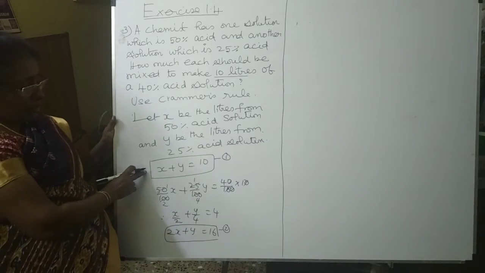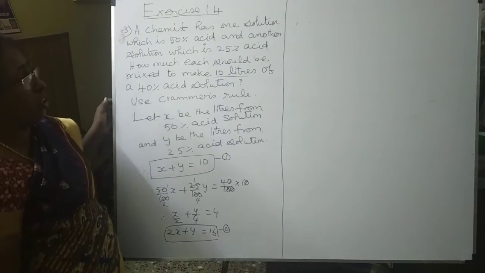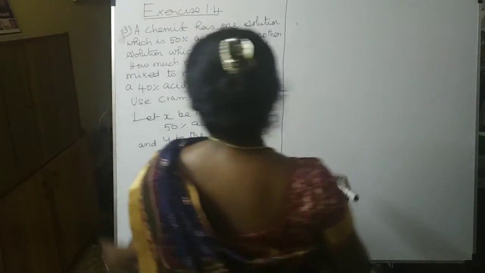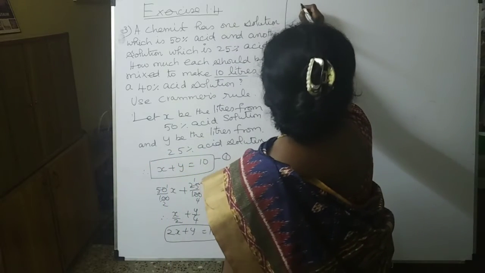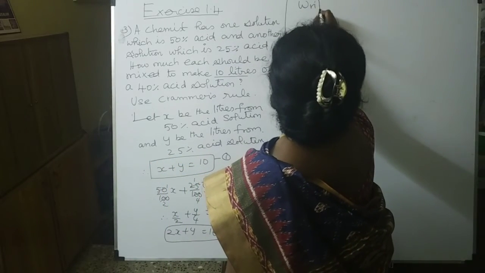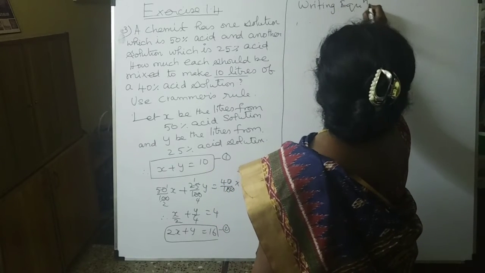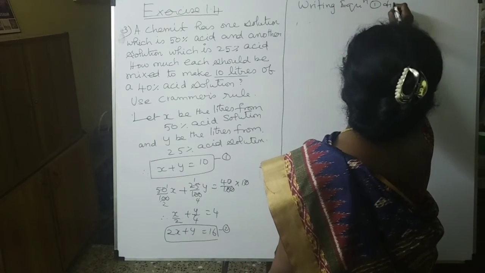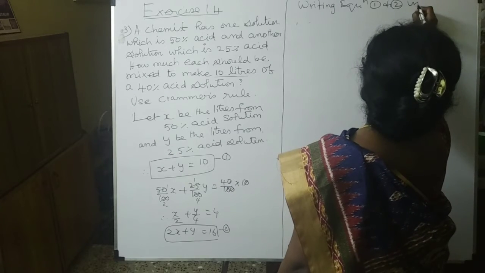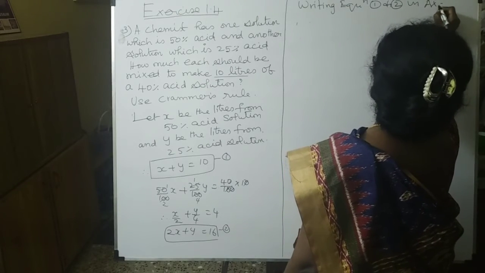Now writing the first equation and second equation in matrix form, we are going to get, writing equations 1 and 2 in AX is equal to B form.